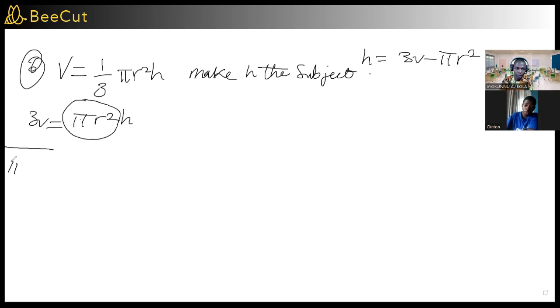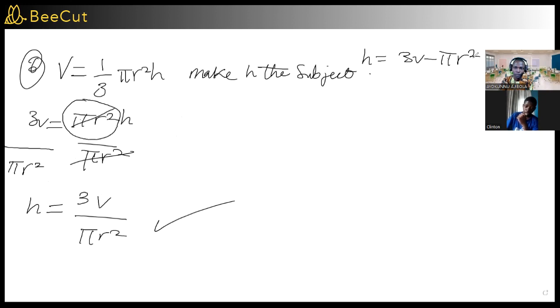Pi r square. Then pi r square, right? So that pi r square can cancel pi r square here. So the answer now is going to become h equals 3v over pi r square. So just take note of that.